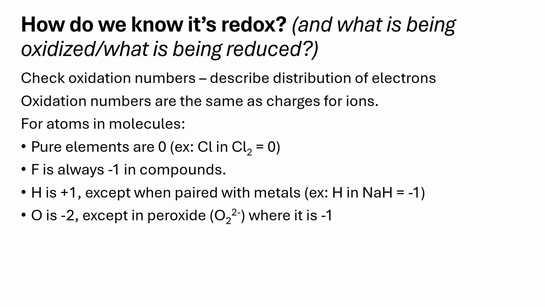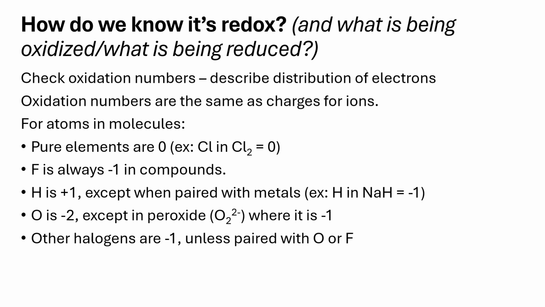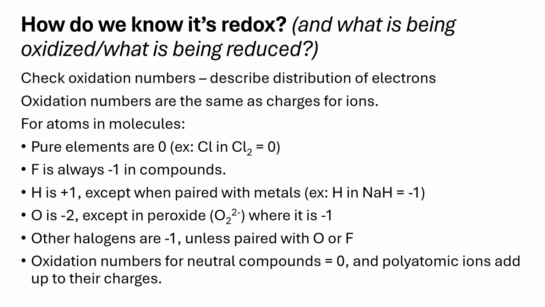Oxygen is going to be -2, except the oxygens in peroxide, which is a polyatomic ion O2 with a 2- charge, where the oxidation number is going to be -1. Other halogens besides fluorine are going to be -1 unless they are paired with oxygen or fluorine, in which case the oxygen has to be -2 and the fluorine would have to be -1. And the last thing to keep in mind is oxidation numbers should add up to 0 for neutral compounds, and they should add up to the charge of a polyatomic ion.